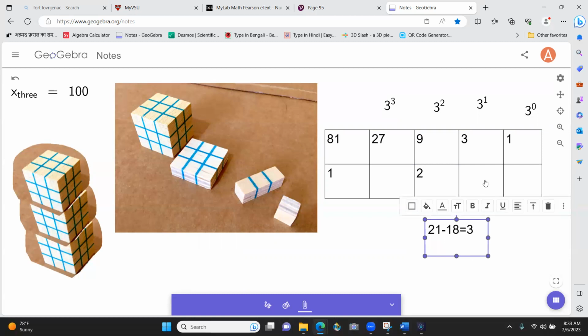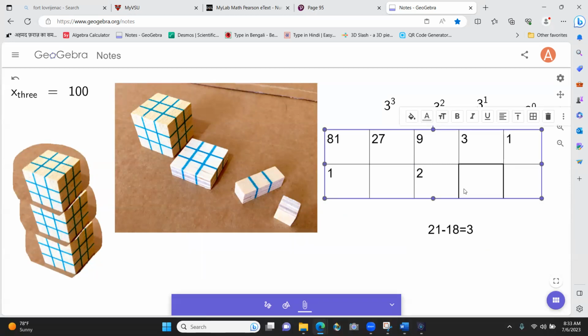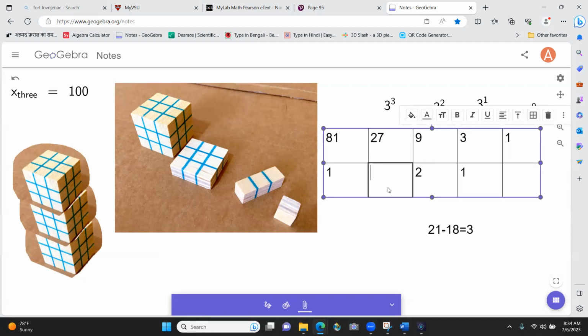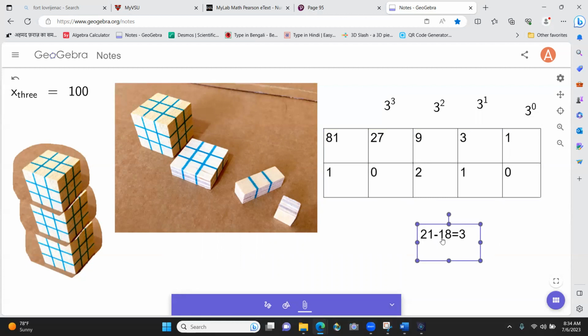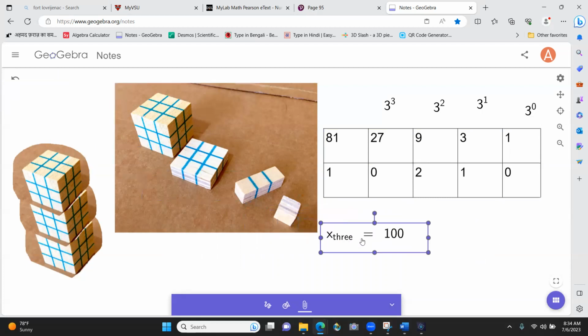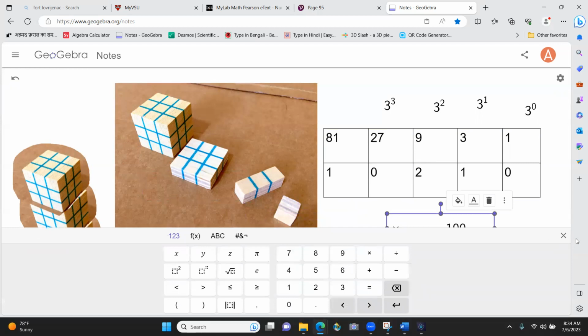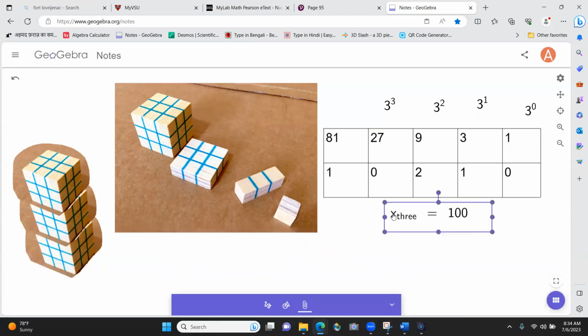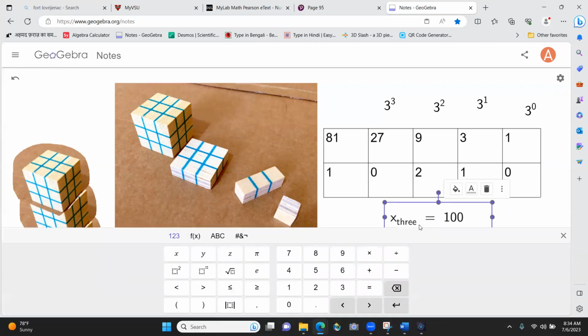Right? And here you will need one of those, and the rest are 0. You will have to write them. So I don't need this anymore. So this is 100 as represented in base 3. Excuse me, is 1, 0, 2, 1, 0. Let me see if I made a mistake.